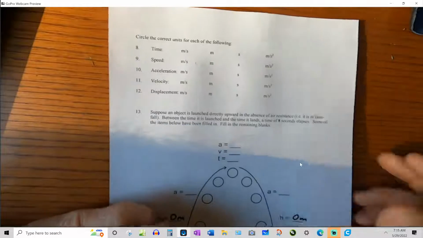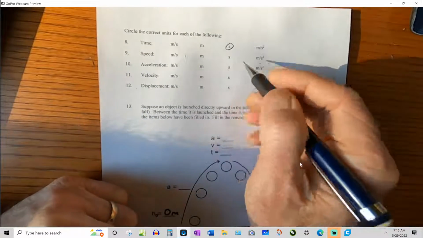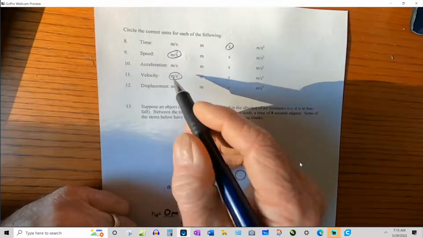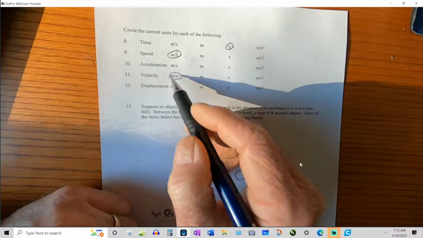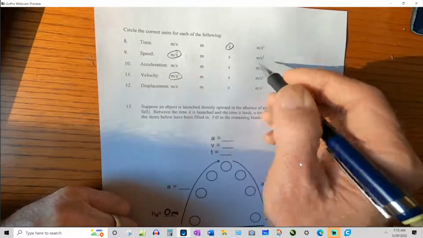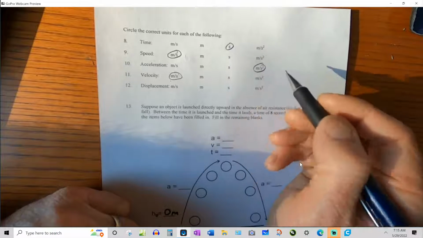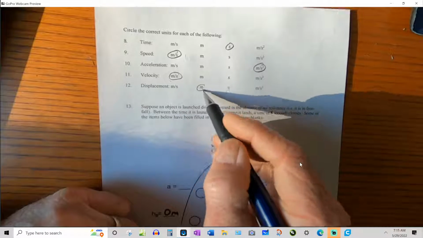The correct units: time is seconds. This is an easy one. This will just be scrambled up. Speed is meters per second. Let me jump to velocity. That's also meters per second. The only difference is that speed is never negative, velocity is negative sometimes. Acceleration is meters per second squared. And then displacement is meters.